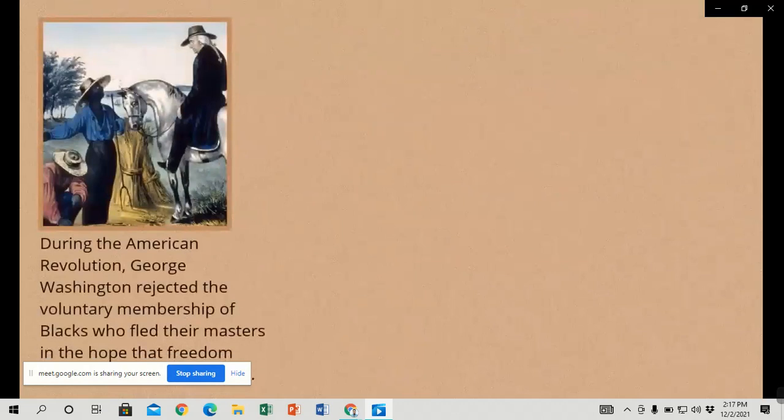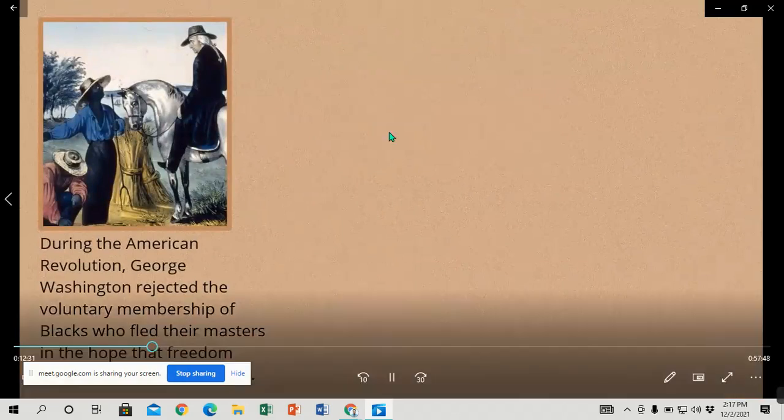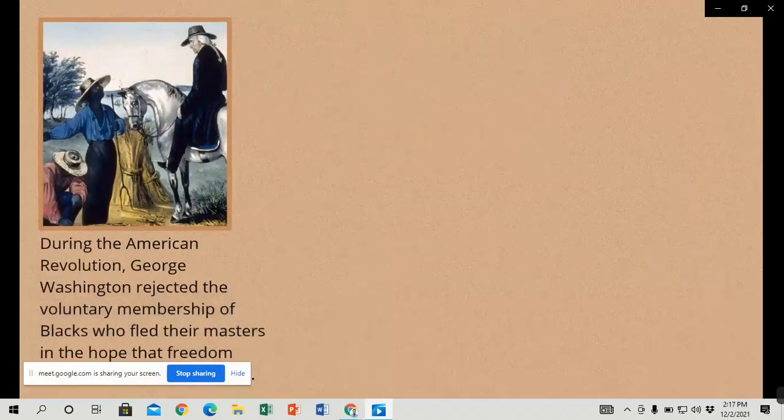So during the American Revolution, George Washington rejected the voluntary membership of Blacks who fled their masters in the hope that freedom would be achieved by then. So we're going back to the American Revolution where George Washington, one of the fathers of the United States, rejected the voluntary membership of blacks who fled from their masters, especially because they were slaves, in the hope that freedom would be achieved by them.